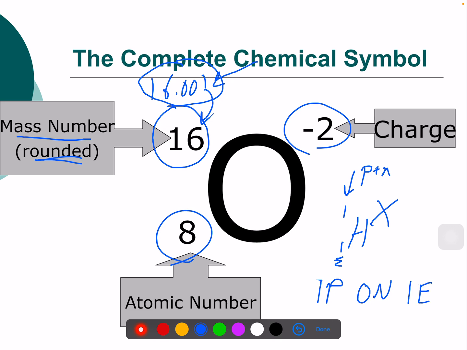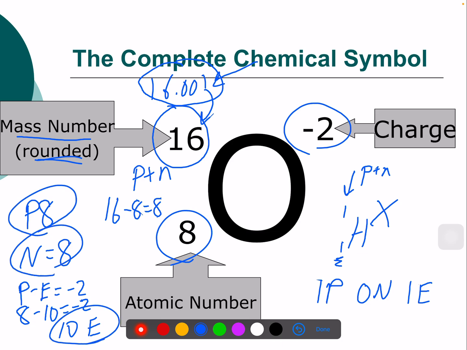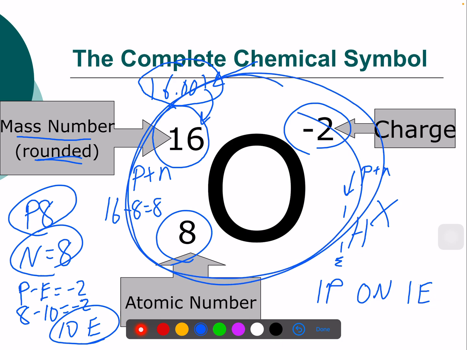In this case, I know that there's 8 protons for oxygen. And because the mass number is protons plus neutrons, 16 minus 8 is 8, so there's 8 neutrons also. And because I need this -2 charge, it's protons minus electrons equals -2. So I have 8 minus 10 equals -2, which means there are 10 electrons. 8 protons, 8 neutrons, 10 electrons in this ion of oxygen.